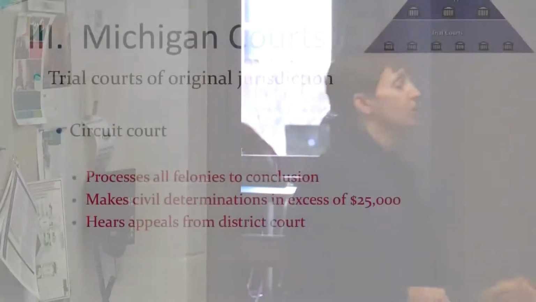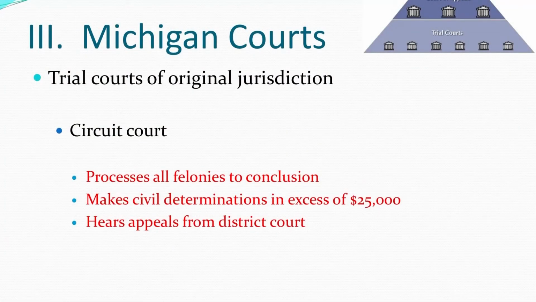So this is the Michigan Circuit Court. The Michigan Circuit Court processes all felonies to their conclusion. And once the district court judge says, yep, good to go, kick it over into the circuit court where it belongs, now the circuit court takes over and processes that case all the way to the end. Civil determinations in excess of $25,000. So big time lawsuits. Big time lawsuits, more than $25,000.